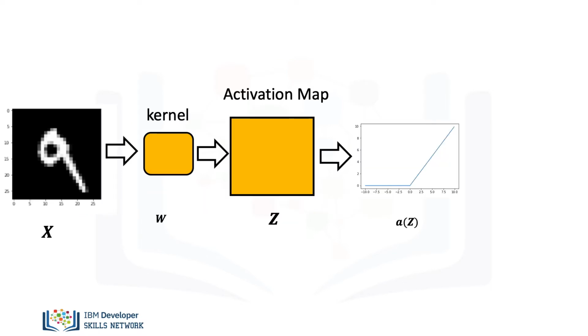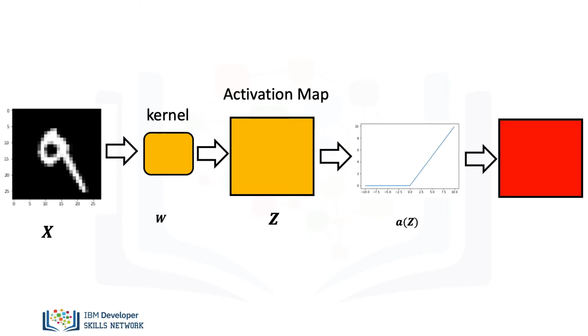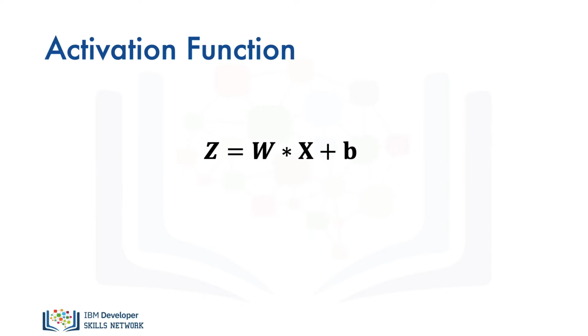Using the activation map, we apply the activation function to each element in the activation map. We get an output tensor that is the same size and shape. We have the input image tensor X and perform convolution and get the output tensor Z. We'll then apply the activation function.